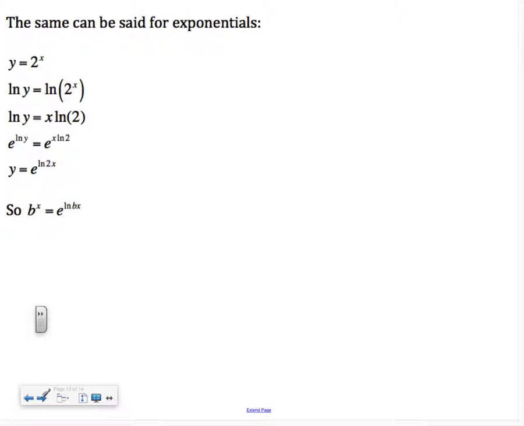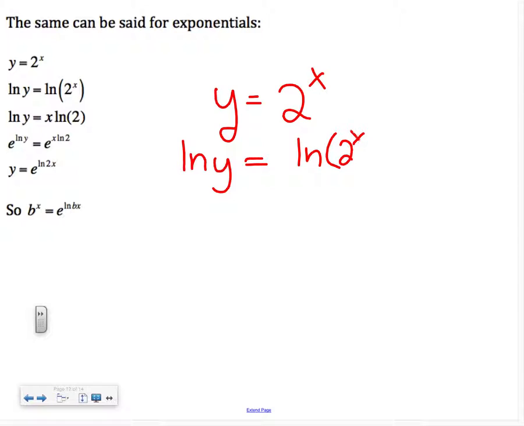All right, the same can be said for exponentials. If y equals 2 to the x, we can always convert the base of an exponential to an e just by doing a little bit of math. Take the log of both sides. Just to convince you, the x comes down out front there by log rules. Right? Okay. Now I take e to both sides.